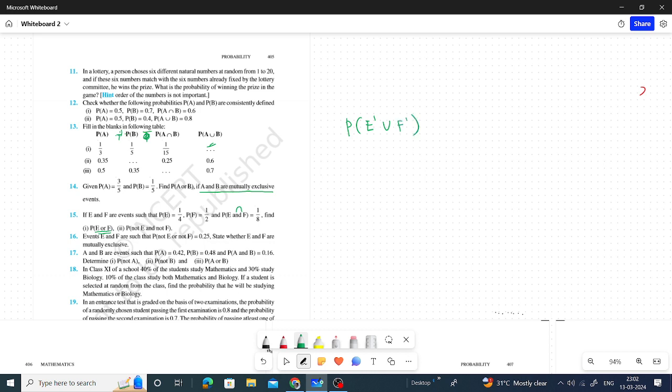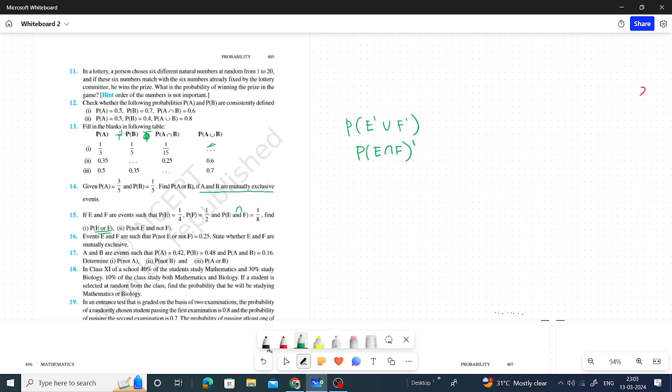Okay, how do we find it out? Actually this is probability of E intersection F whole complement, using De Morgan's law. Okay, and what is given? E and F are... probability of not E and not F. So this quantity you have to find out. E or F you can find out.